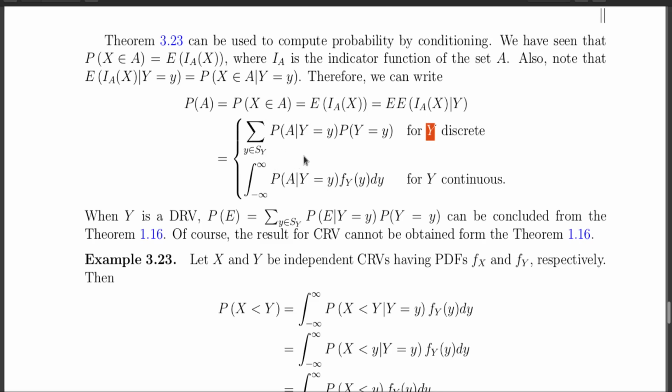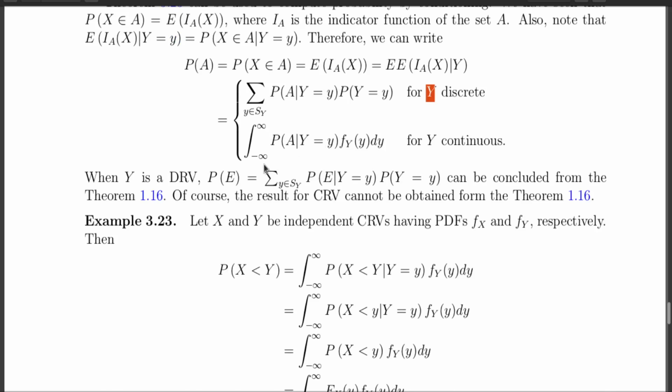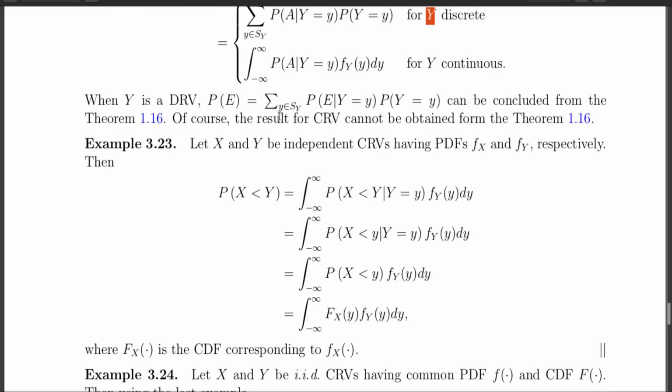Let us see some applications of this result to compute different kinds of probabilities. The first one: suppose I have two random variables X and Y, they are independent and continuous, and their marginal PDFs are f_X and f_Y respectively. Suppose I try to find the probability that X is less than Y. I can do it very easily using this result by conditioning with respect to Y. Y is a continuous random variable, so this probability can be written as the integral of the probability of A given Y equals y times the density function of Y, dy, where A is X less than Y.